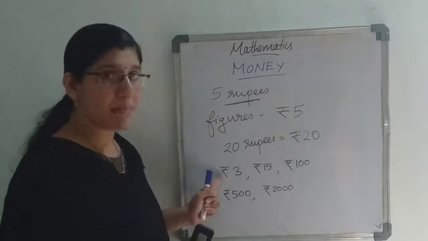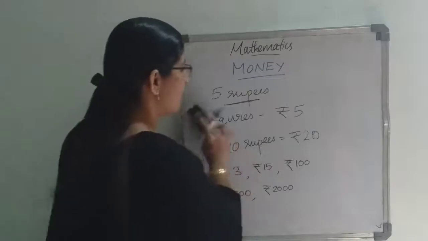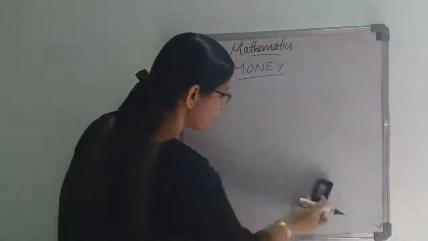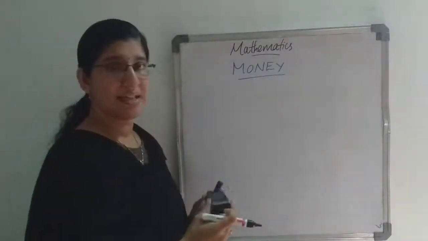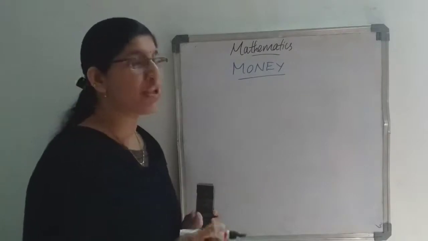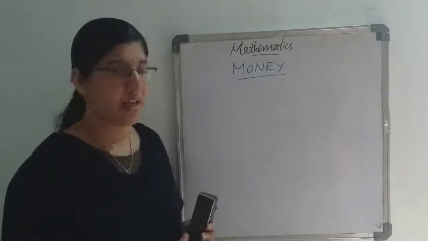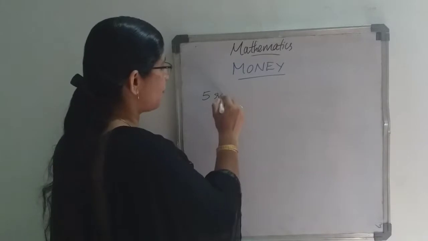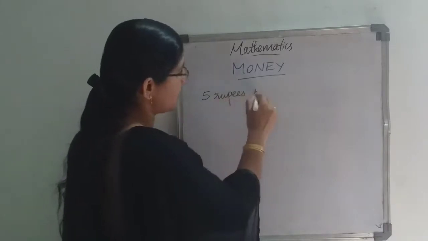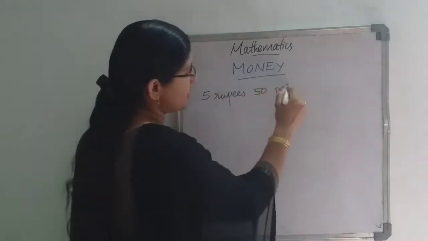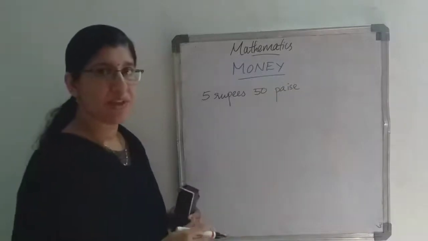You have to put the symbol first, then write the number. Okay, one more example. Whenever the rupees and paise are coming together, how will you do it? For example, I need to write 5 rupees 50 paise. How will you write 5 rupees 50 paise?